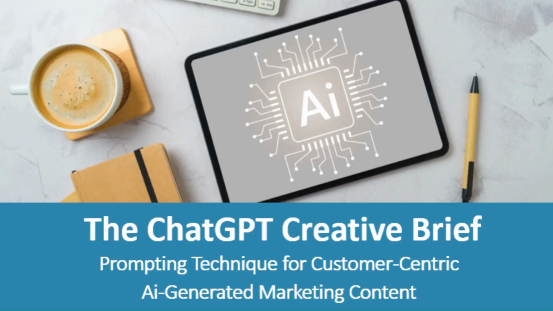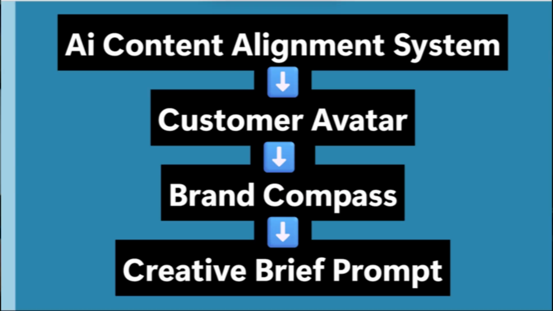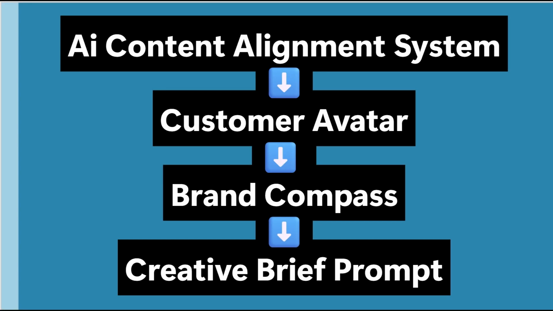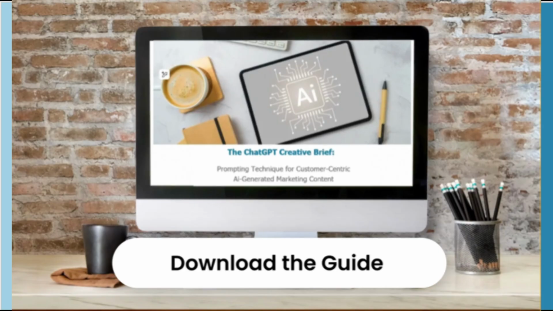That leads us to the secret formula that most marketers know about and are already using to get better results from AI. And it's called the creative brief prompting technique. And I'm going to walk you through each step to help you develop your own personalized creative brief template for ChatGPT. Remember to pair it with the customer avatar profile and the brand compass as part of my AI content alignment system. This is your secret weapon for polished, on brand, consistent, and persuasive AI content.